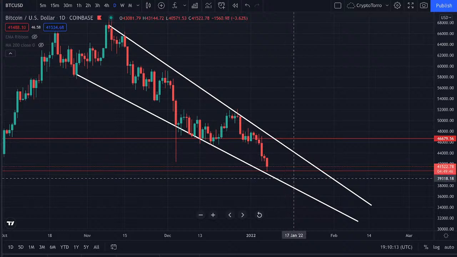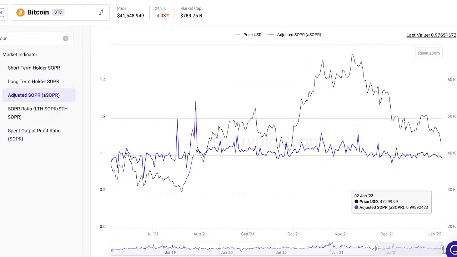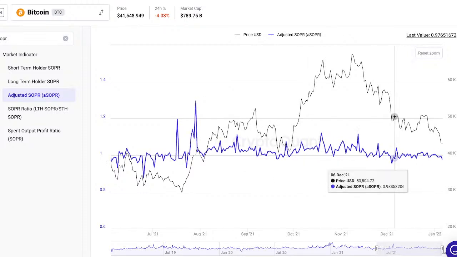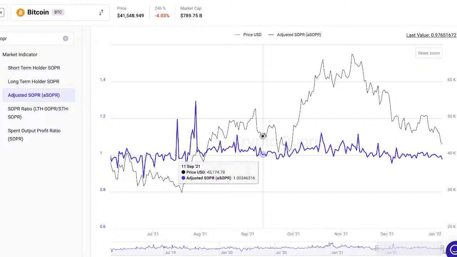But before doing so, I would like to head towards CryptoQuant and discuss the SOPR. So right now, this is the SOPR. It is the adjusted SOPR. So this says that we are seeing here the long-term and the short-term holders SOPR.